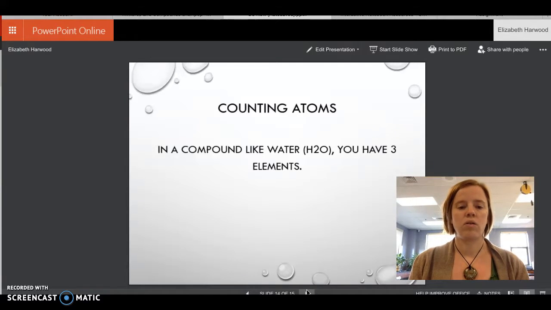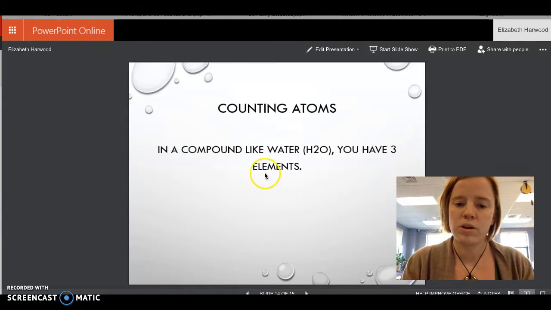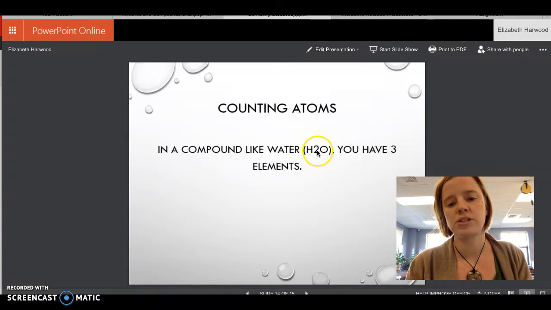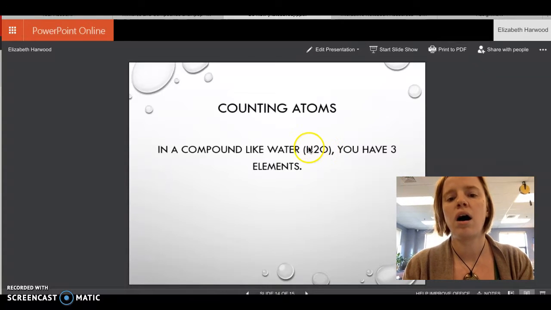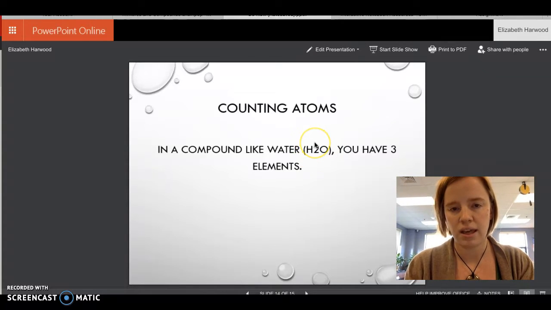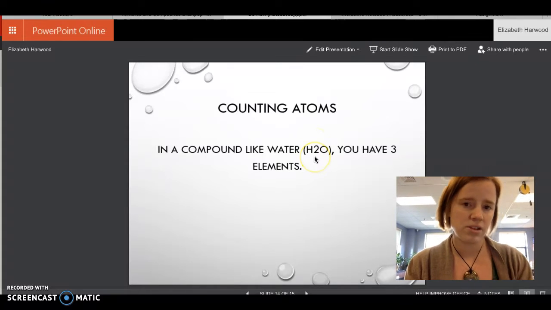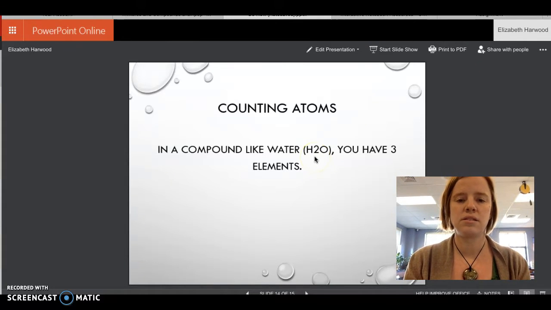I just want to quickly go over in a compound like water, you have 3 elements or 3 atoms, and you can see that by looking at the hydrogen, which is right here, has a 2 next to it, so you would count 2 hydrogens and then 1 oxygen is next to it. So on that worksheet, you're just counting the number of atoms in each compound. If you need help with that, just let me know. The other side is telling the difference between the mixtures, the compounds, and the elements.